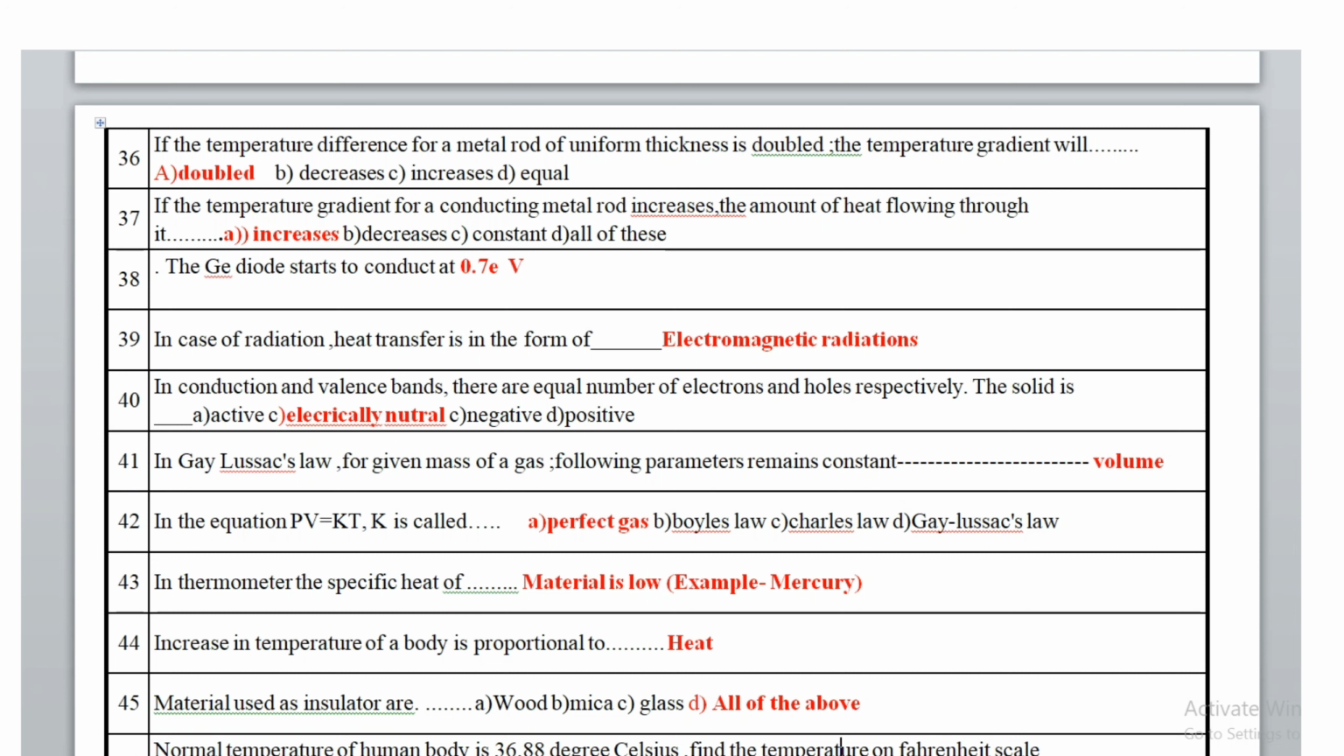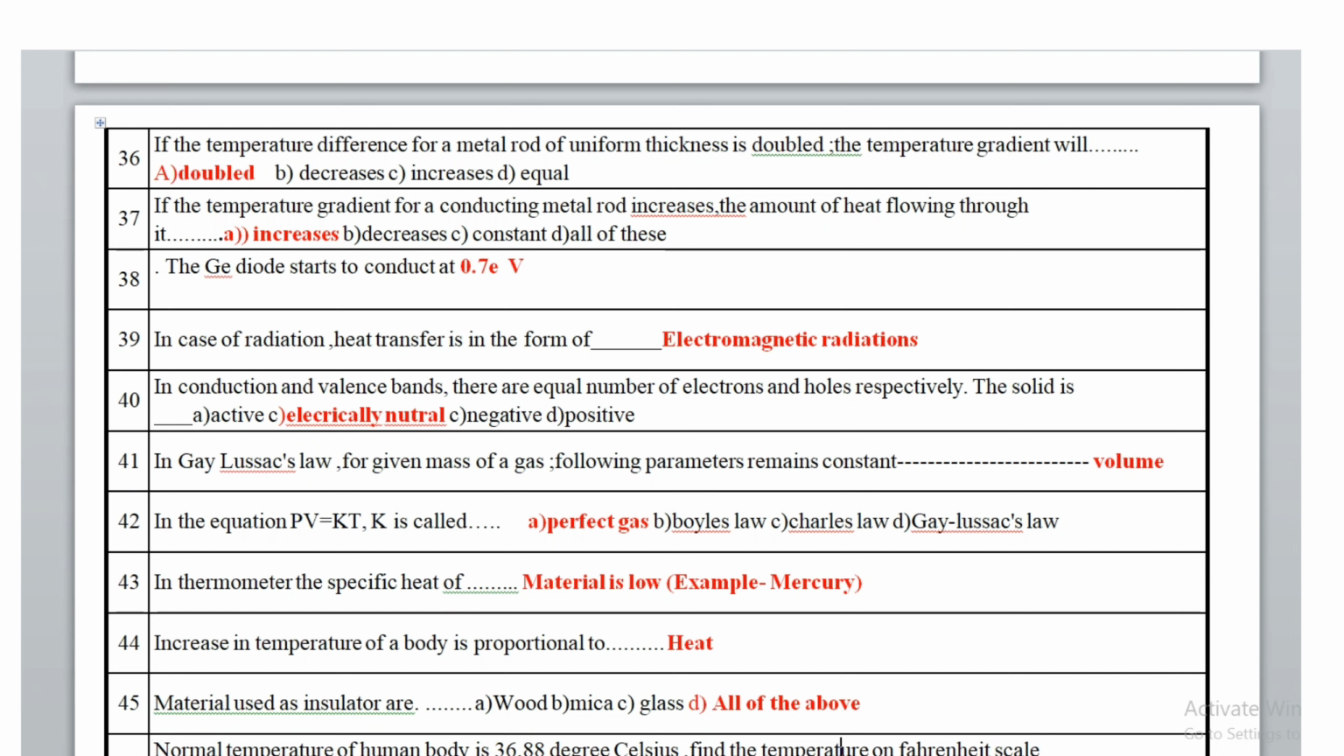Ge diode starts to conduct at 0.7 electron volt. In case of radiation heat transfer, it is in the form of electromagnetic radiation. In the conduction and valence band, there are equal numbers of electrons and holes respectively. The solids are electrically neutral.